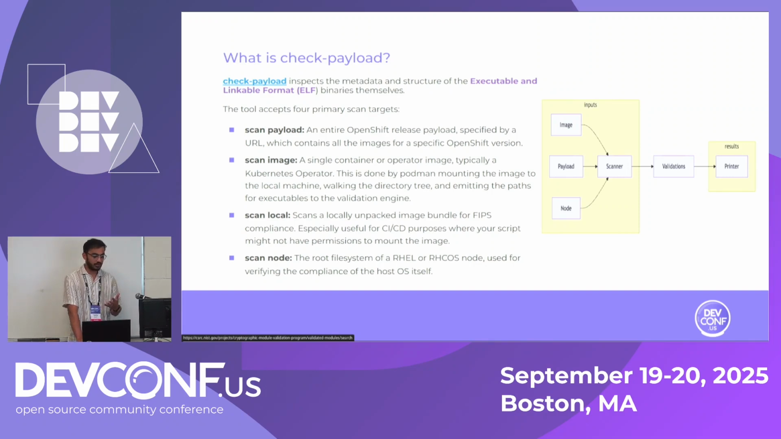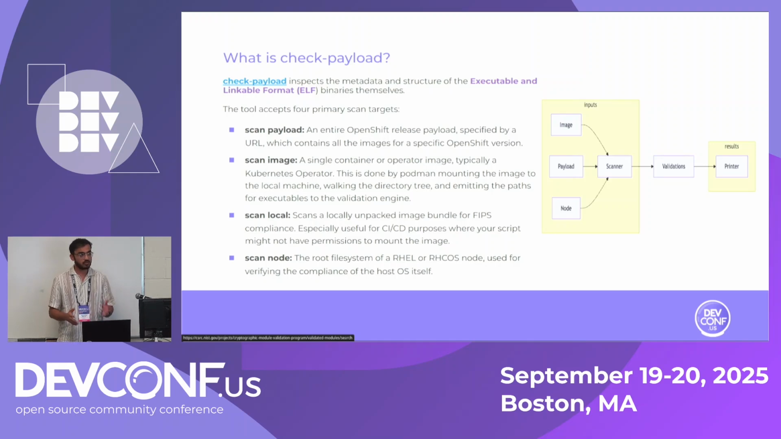First one, scan payload. Now that's for an OpenShift release payload. It's very specific to OpenShift, so we wouldn't dive much into it. But there are other targets that it can take that are more applicable to everyone in the community. One, scan image. Scan image is capable of scanning a container image or an operator payload, a Kubernetes operator.